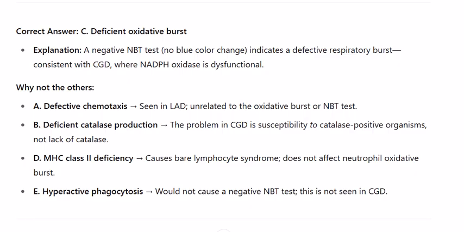Why not the others? A. Defective chemotaxis, seen in LAD, is unrelated to the oxidative burst or NBT test. B. Deficient catalase production. The problem in CGD is susceptibility to catalase-positive organisms, not lack of catalase. D. MHC class 2 deficiency causes bare lymphocyte syndrome, and does not affect neutrophil oxidative burst. E. Hyperactive phagocytosis would not cause a negative NBT test. This is not seen in CGD.